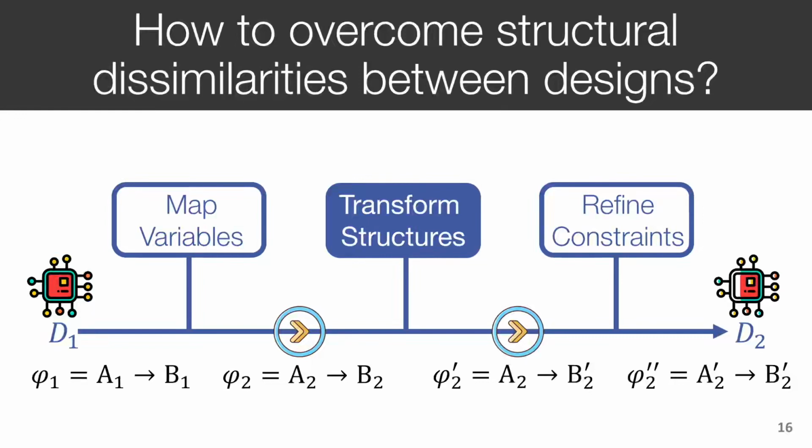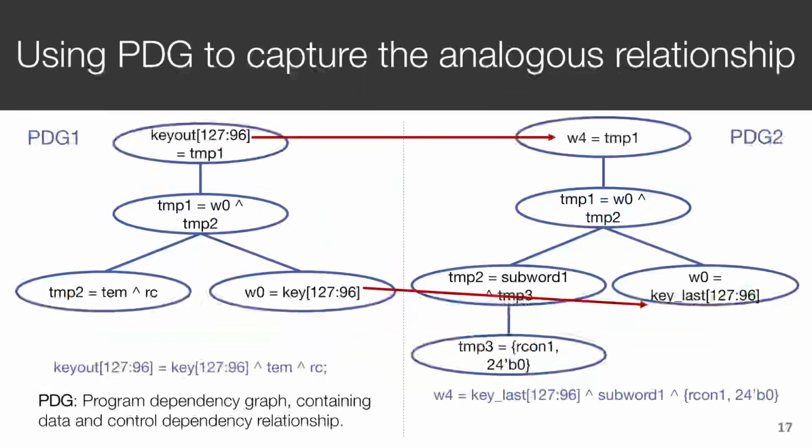And even if we map the variables in the assertions from one design to another, the arithmetic calculation in the assertions can be different. How can we overcome the structural dissimilarities between designs? We use the program dependency graph to capture the relationship between variables. And this is based on our observation that if in the first design, the property variables are related to each other, in the second design, the correlation among the variables is often explicitly stated in the code. So our approach is to pick the 2 highest-confidence variables and then learn the arithmetic expression between the variables by traversing the program dependency graph.